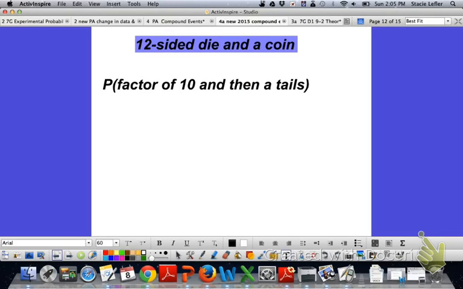In this one, we have a 12-sided number cube and a coin. What's the probability we're going to get a factor of 10 on the number cube and then a tails on the coin? Remember the word factor. Those are the numbers that are multiplied to create the 10. So 1 times 10 is 10, and 2 times 5 is 10. Those are the factors of 10. Pause the video and find the probability.